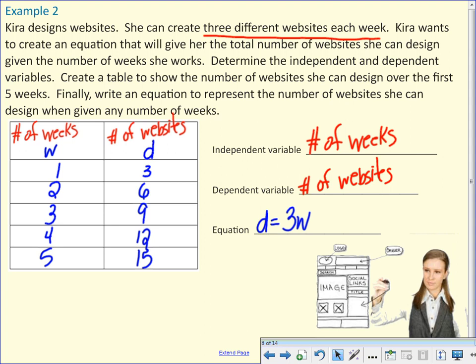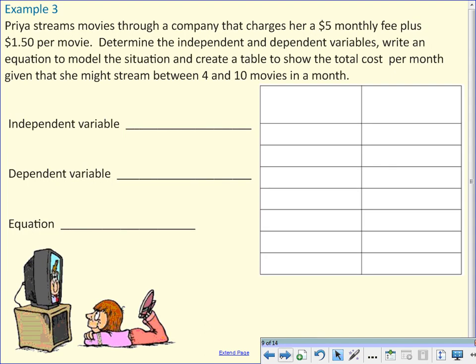All right, let's take a look at the next one. Priya streams movies through a company that charges her $5 a monthly fee plus $1.50 per movie. Determine the independent and dependent variables. Write an equation to model the situation and create a table to show the total cost per month given that she might stream between 4 and 10 movies.